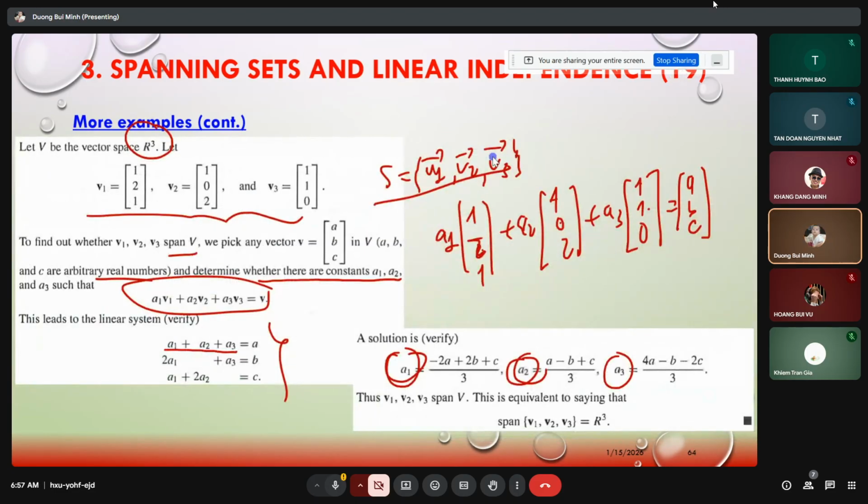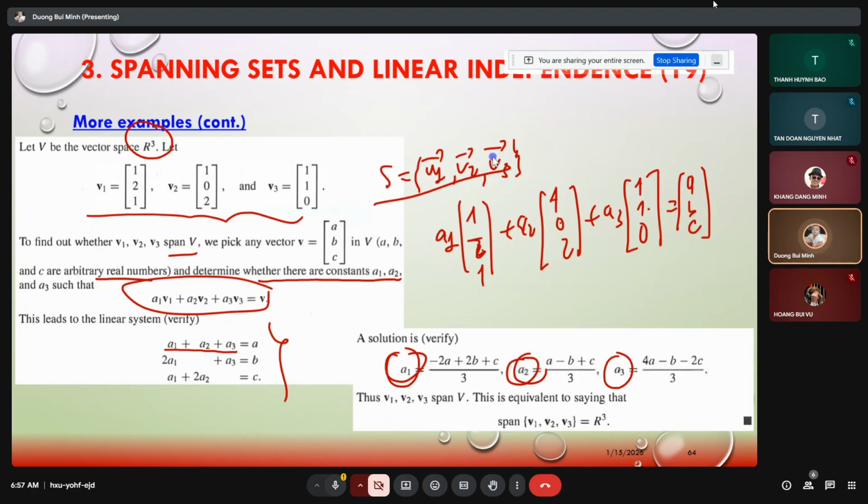Question. Can we instead combine V1, V2, and V3 into a matrix and then row reduce it so that we are only left with pivots? And then count them? Yes, of course. You can do it.